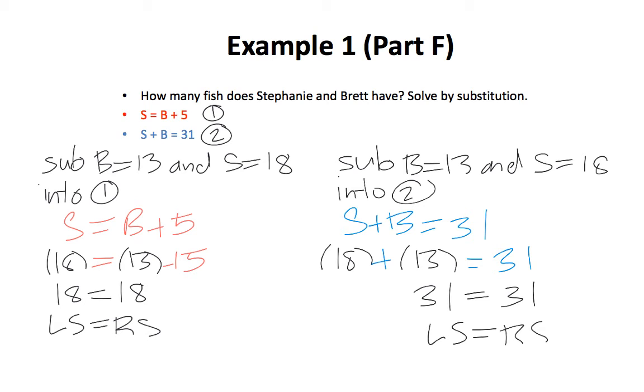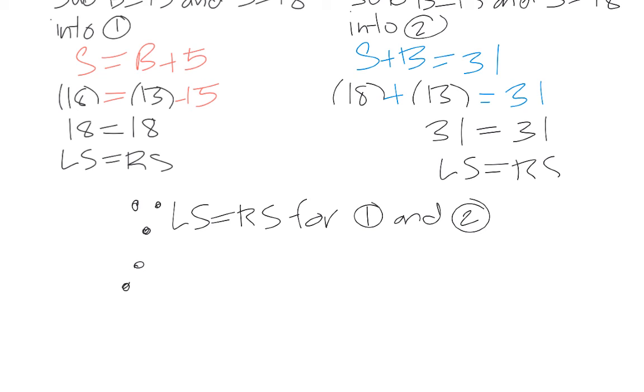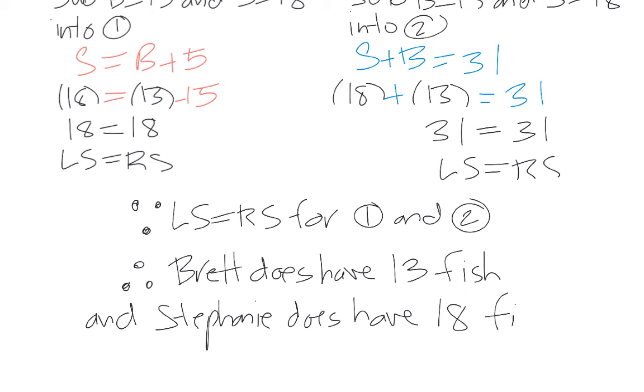Let's wrap this up with a concluding sentence. Since left side is equal to right side for both equations 1 and 2, therefore, Brett does have 13 fish and Stephanie does have 18 fish.